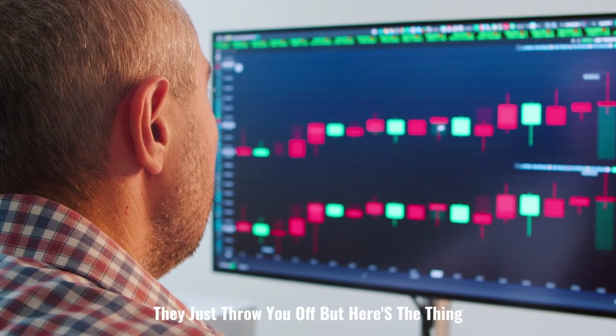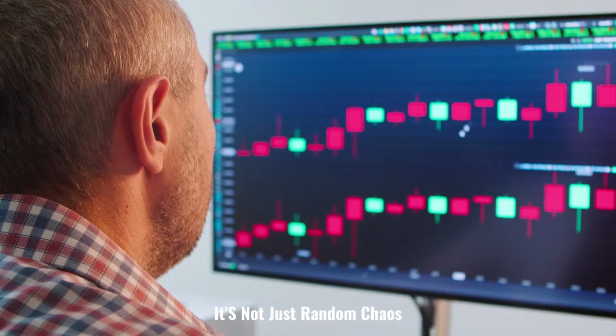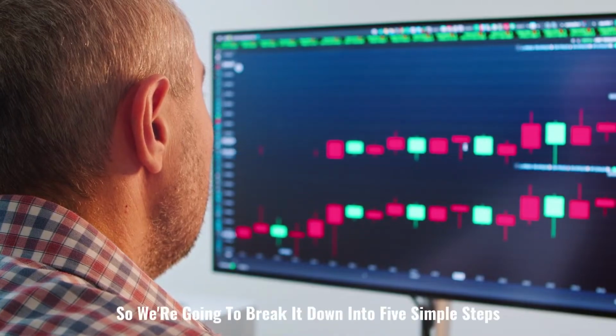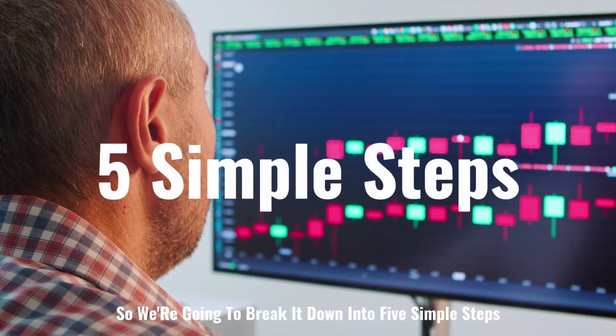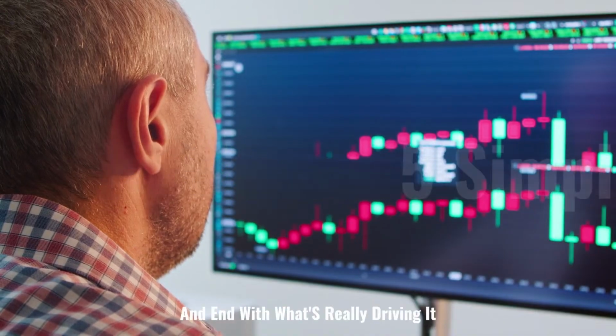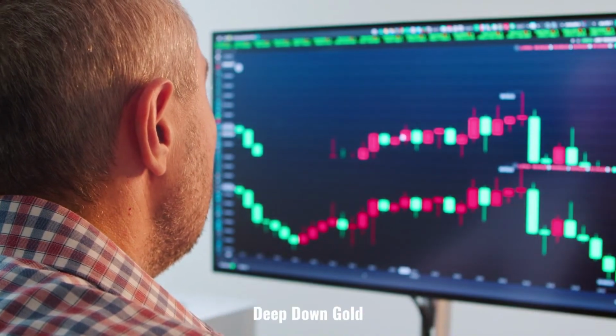But here's the thing, there is a logic to it all. It's not just random chaos. So we're going to break it down into 5 simple steps. We'll start with how it moves and end with what's really driving it deep down.